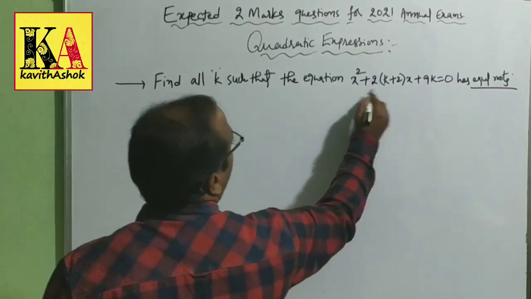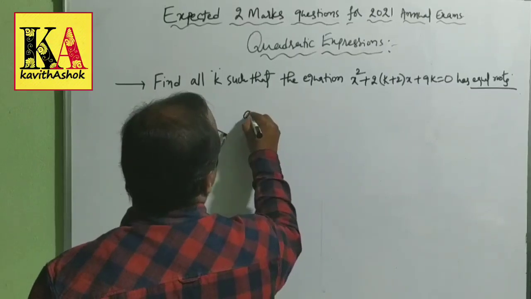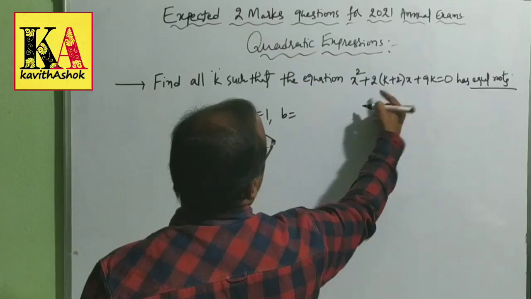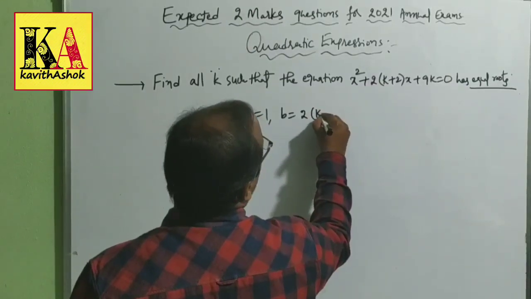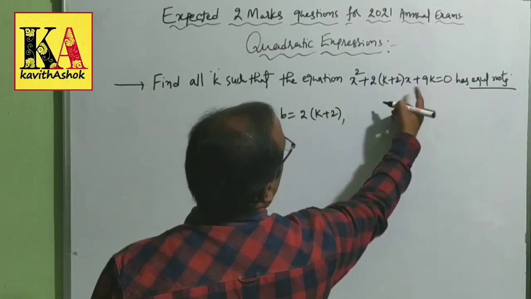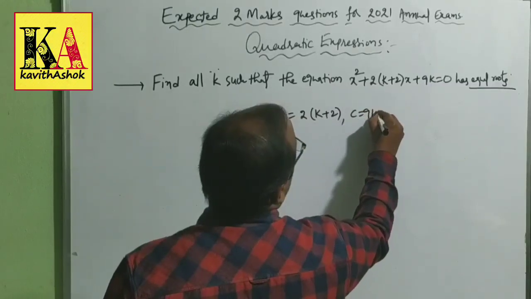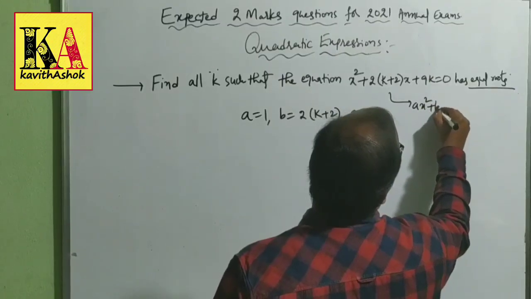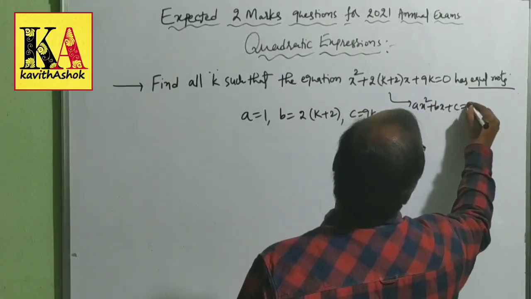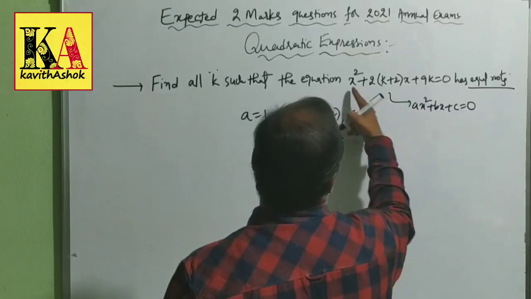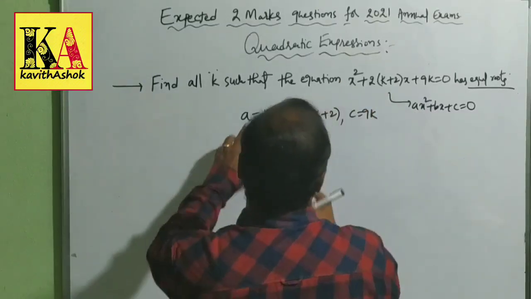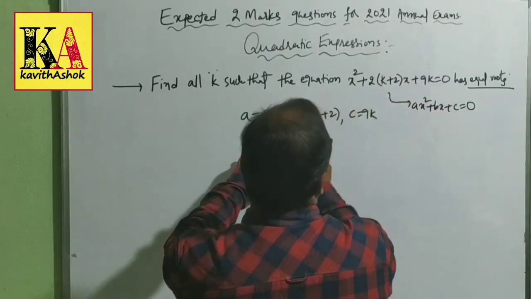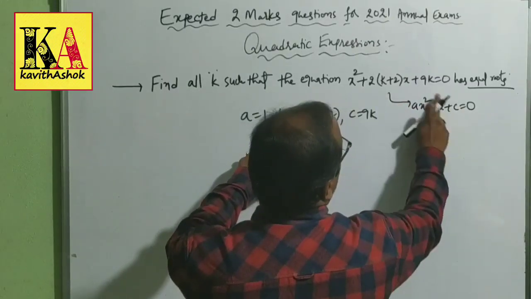So here, if you compare with the standard form, a value will be 1, the x square coefficient. B value will be the x coefficient, 2 times of (k plus 2). And C will be 9k. We are comparing this equation to the original form, ax square plus bx plus c is equal to 0. The x square coefficient a, nothing is there, in the sense 1. So a value will be 1. The x coefficient b is 2 times of (k plus 2). In the position of c, 9k is there.